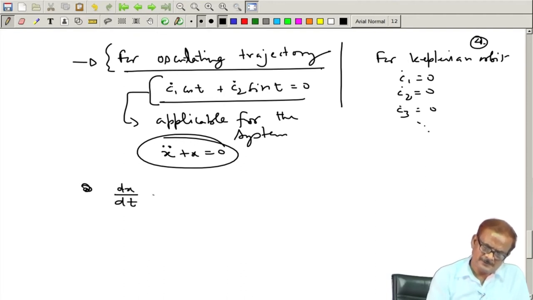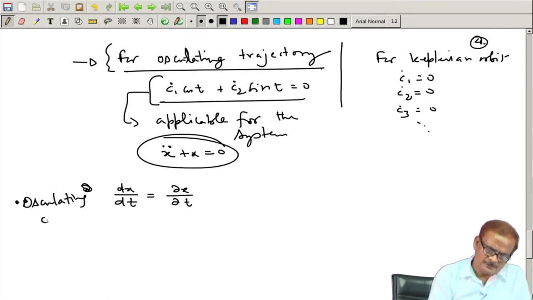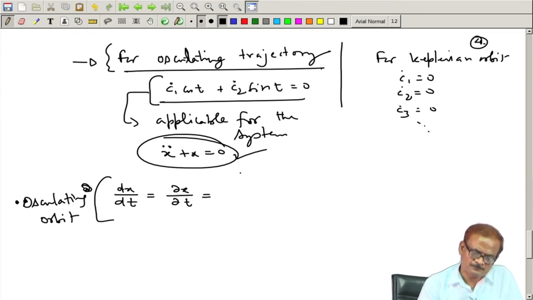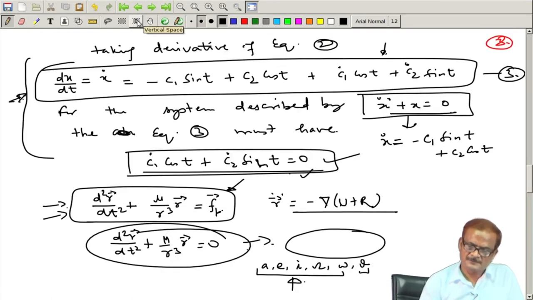dx by dt equal to dou x by dt, because for the osculating orbit, we can write like this dx by dt equal to dou x by dou t, because it is only a function of the states, not of the parameters. The states are x and x dot here in this case. These are the two states of this system. So, therefore, for the osculating orbit dx by dt equal to dou x by dou t, and the other part we write here c1 sin t plus c2 cos t, this is equation number 4. As in this part we have written here, only this part will be present and this part will be 0.